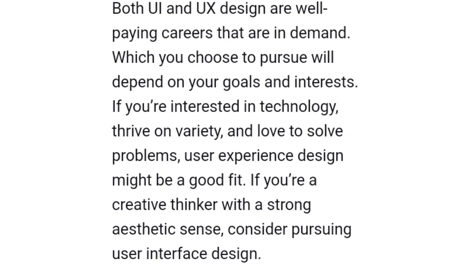If you are interested in technology, thrive on variety, and love to solve problems, user experience design might be a good fit. Hope you get this clear. If you want to know which one fits you, either to be a user interface designer or a user experience designer.